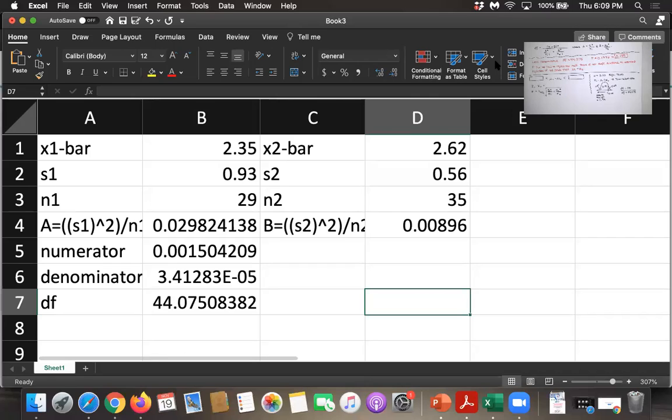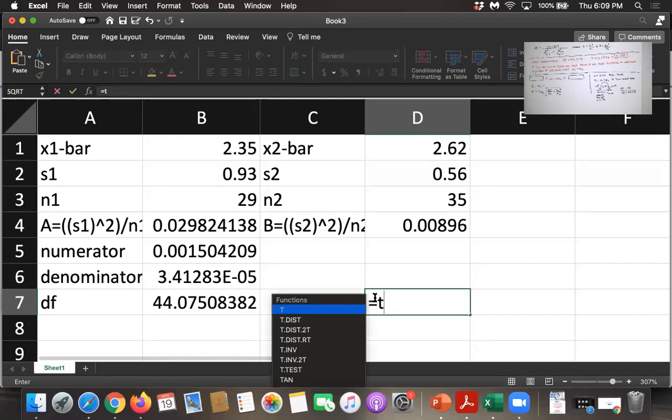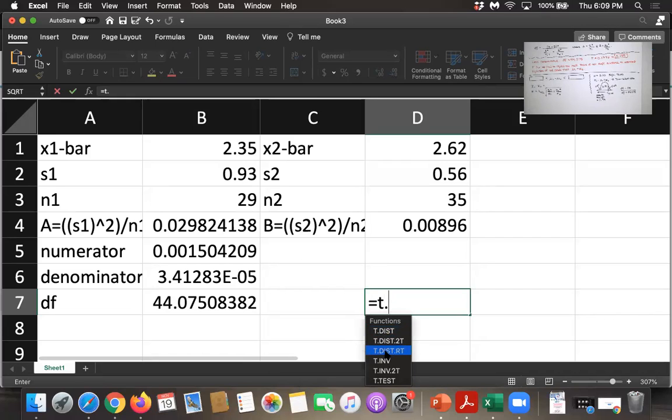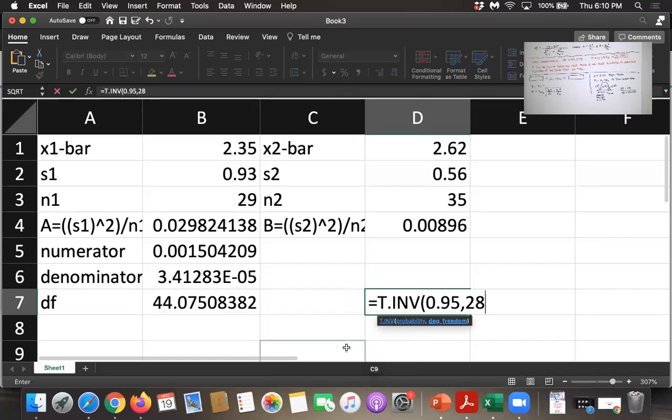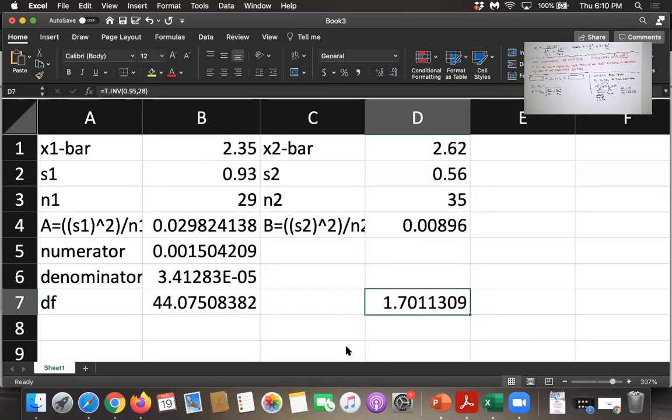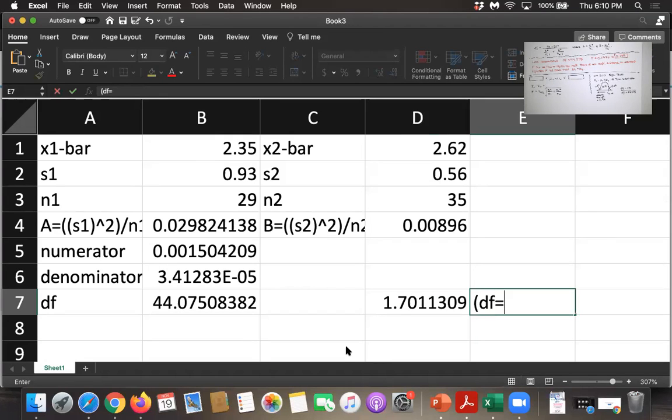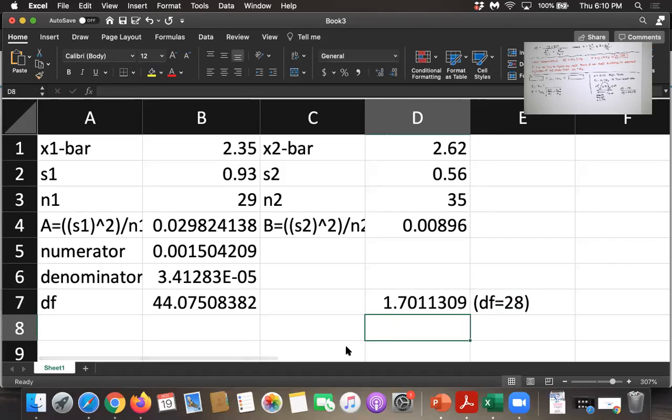So I'm back in Excel again, and this time I want an area to the left of a t value to be 0.95. So I will type equals t dot inv, and we want the probability, or the area to the left, to be 0.95, and then we want the appropriate number of degrees of freedom. If we use the conservative 28 degrees of freedom, we get this. This is with df equals 28. I'm just putting that there as a note to myself.